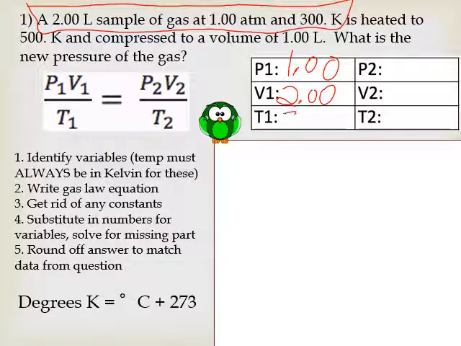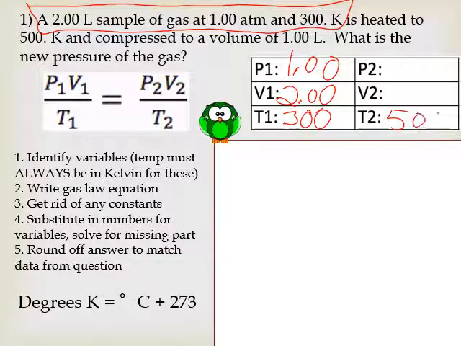So that's our initial temperature. We've got these numbers to start out: 1 for pressure, 2 for the volume, and 300 for the temperature. Now it says that the sample of gas is heated up to 500 Kelvin. So it's telling us that our temperature has changed, and I'm going to write 500 for the new temperature.